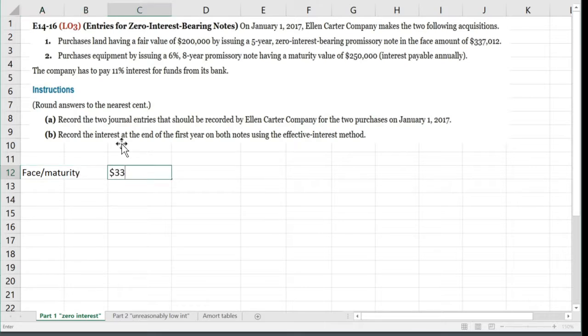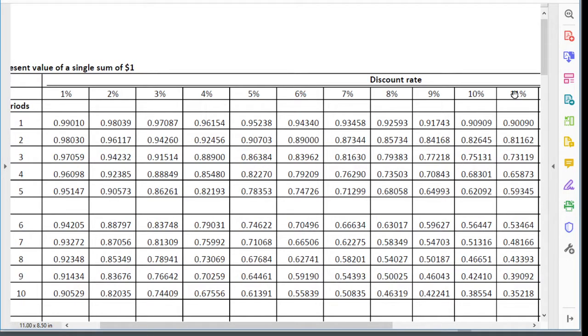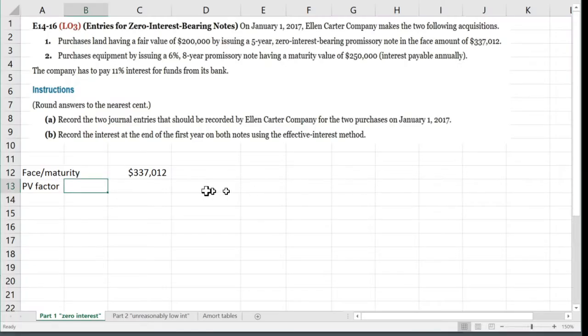is the $337,012. What's the present value factor for this face amount? If we go to our present value tables, we're told the company has to pay 11% on its borrowings, and this is a 5-year note. So if we take 11% in 5 years, our present value factor is 0.59345.